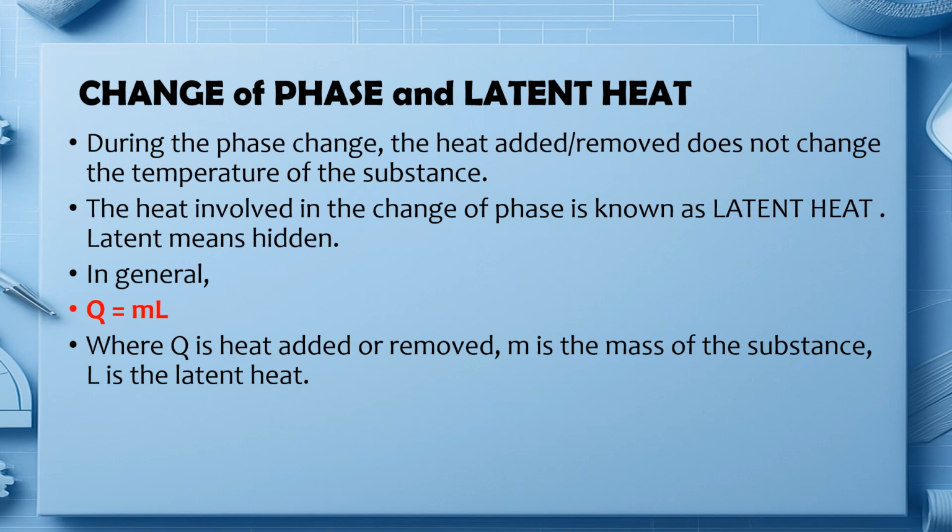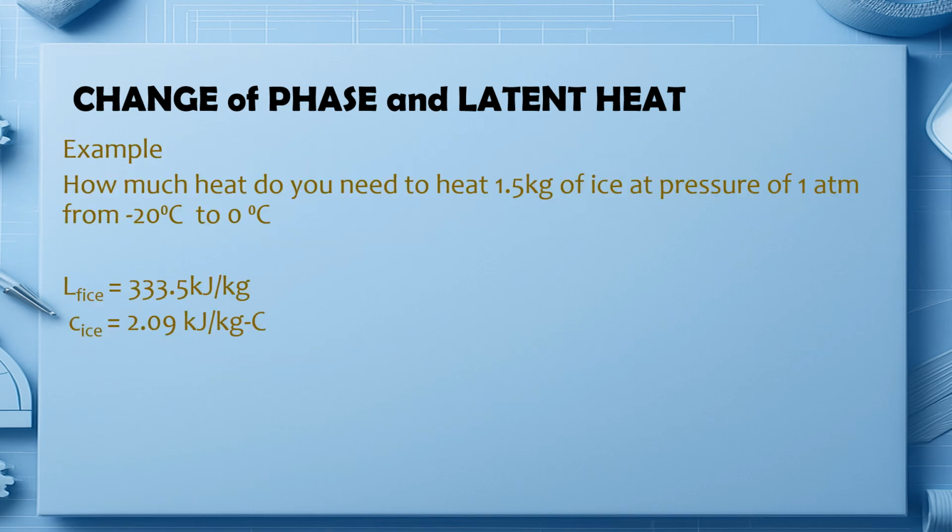During the phase change, the heat added or removed does not change the temperature of the substance. The heat involved in the change of phase is known as latent heat. Latent means hidden, so parang nakatago lang siya na heat. So ang formula ay mass times the latent heat, so yung Q natin is either added or removed.